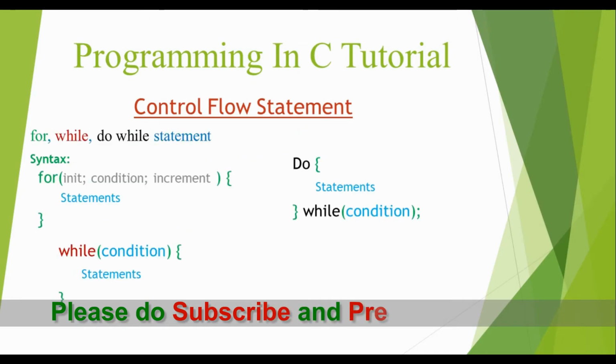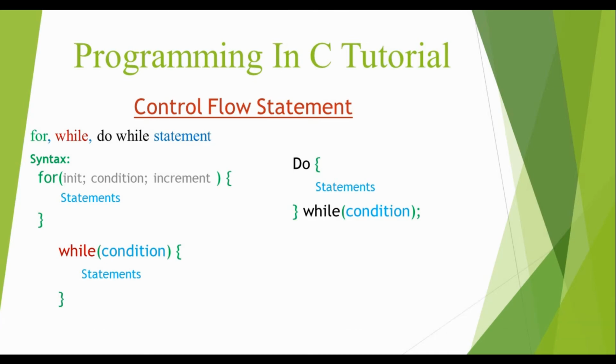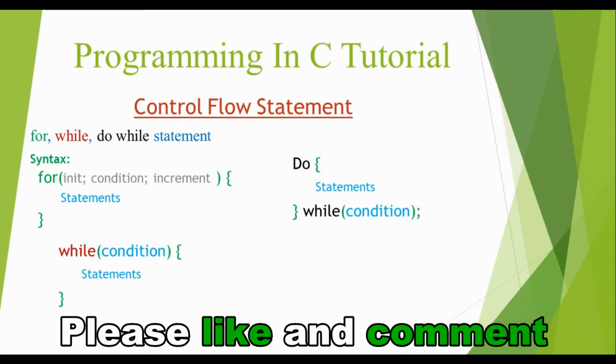What is the syntax of the for, while, and do while statements? Syntax of for: the first one is initialization. We define a value, like 1 or 0. Then we use a condition, then we use the increment or decrement. If everything works perfectly, then it will go to the statement and print something.